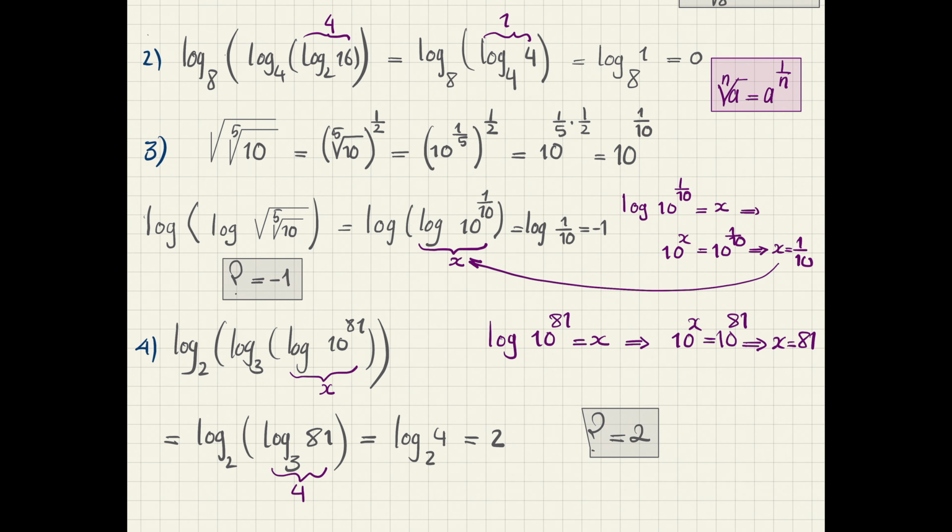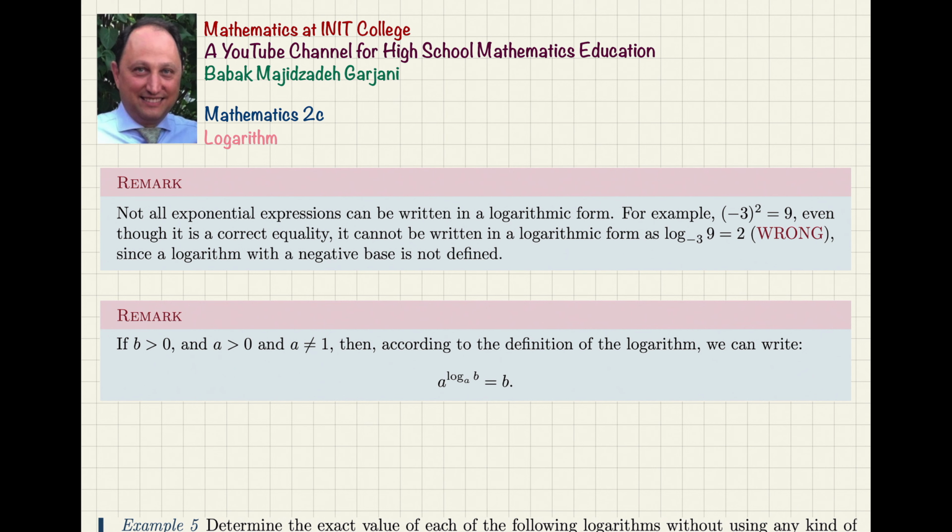Okay? Now let me give you 2 remarks. One remark is this. Let me read it for you. Not all exponential expressions can be written in a logarithmic form. For example, minus 3 to the 2 is 9, and that is exactly true. Yes, this is a true statement.